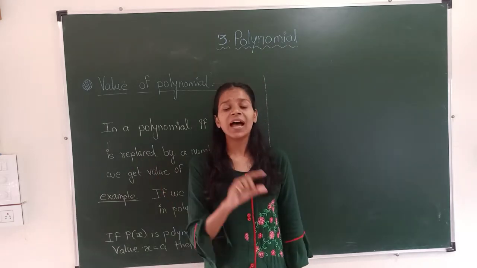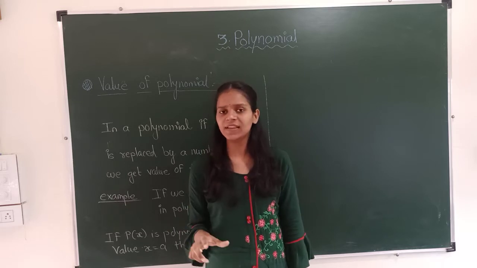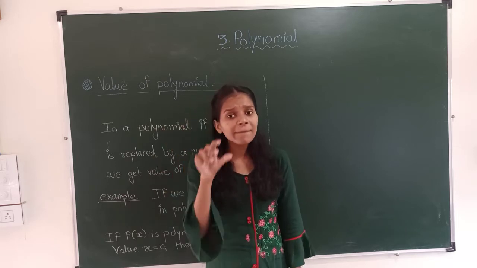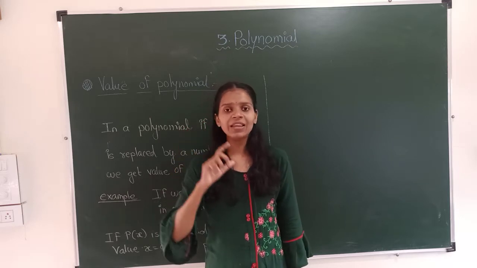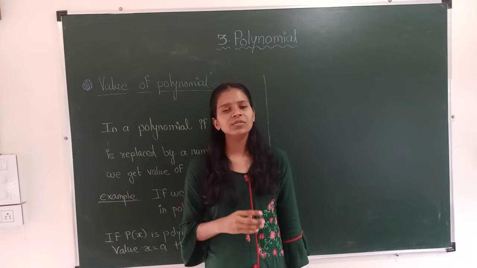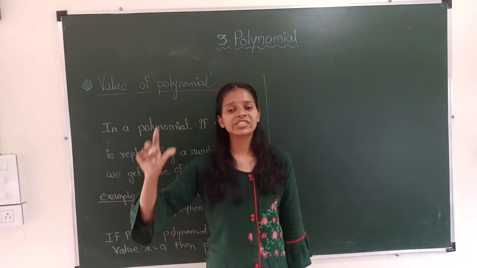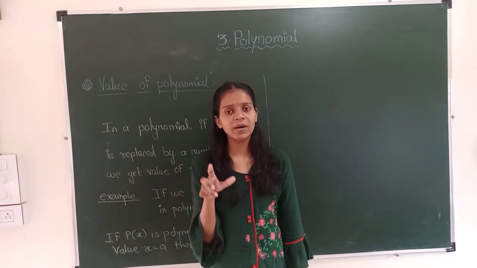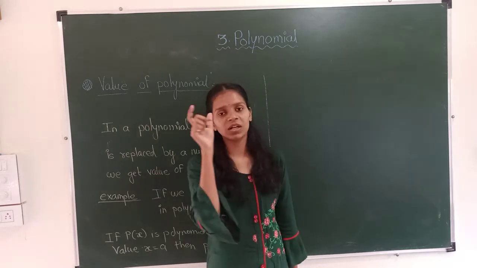In a polynomial, in that expression, you will always get a variable. A variable can be anything: x, y, z, a, b, c. If we replace that variable by any particular value, we will get the value of that polynomial, because you know a variable is always changing, constantly changing. So there is no fixed value for the variable, but if we replace it by a fixed value, then we will get the value of that particular polynomial.